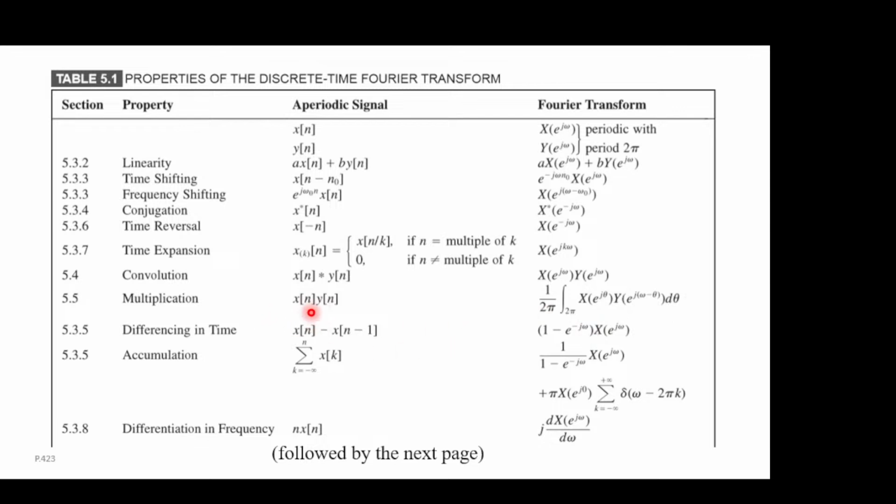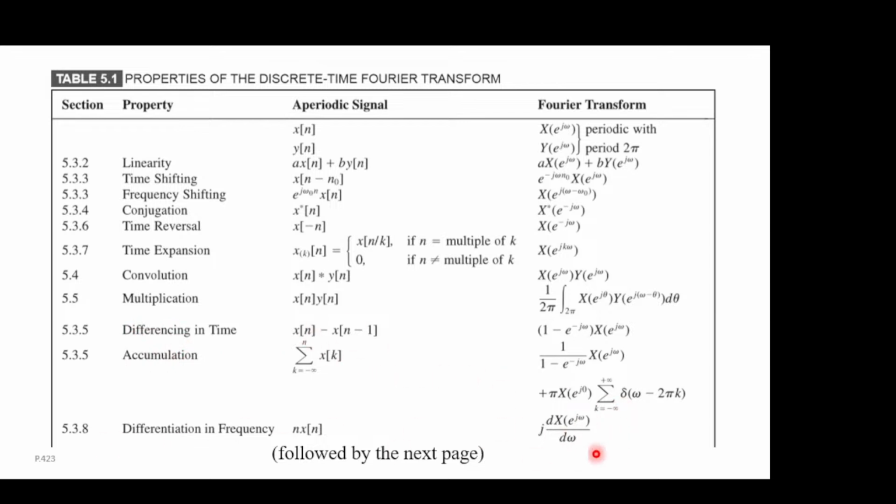Then you have the difference, which is basically just linearity and time shift, so you get 1 minus e to the minus j omega. Accumulation is like the inverse of difference, so you get 1 over 1 minus e to the minus j omega, but there is also a delta function term: pi times X at omega equals 0, with the delta function at 0 and 2 pi k. So that's the difference and the accumulation in the time domain.